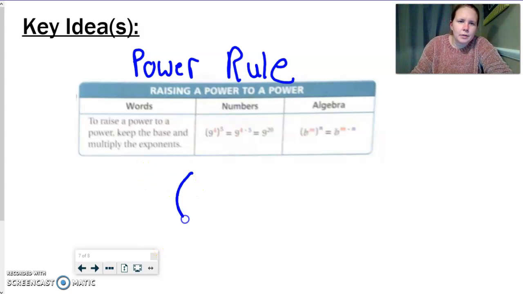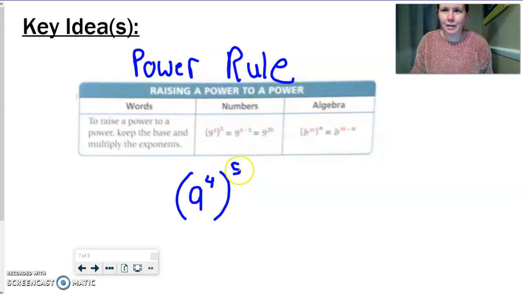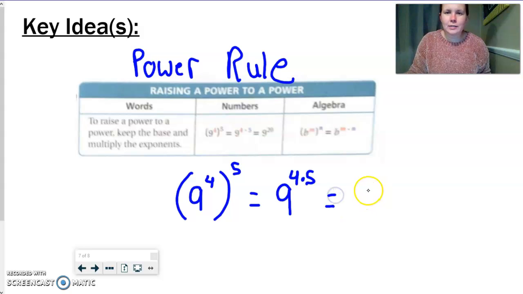So they give the example, and it's hard to see, of 9 to the power of 4, and then they put in parentheses, and it looks like they have a 5. So what it means is they're taking this 9 to the fourth to the power of 5. This whole value to the power of 5. Another way we can simplify this is that I keep the same base, but in this case, I take 4 times 5. So I get 9 to the power of 20.